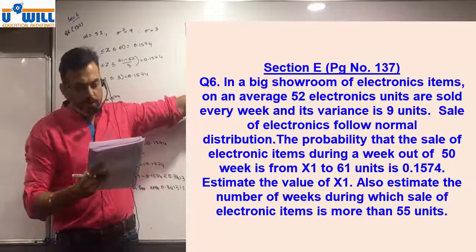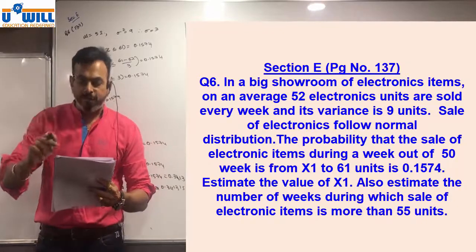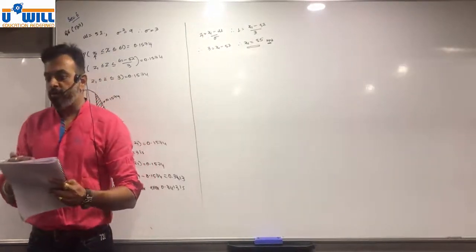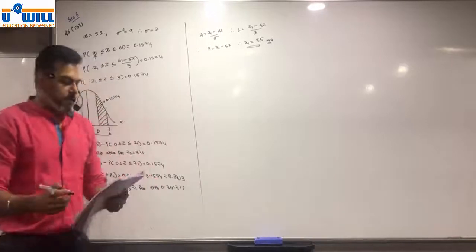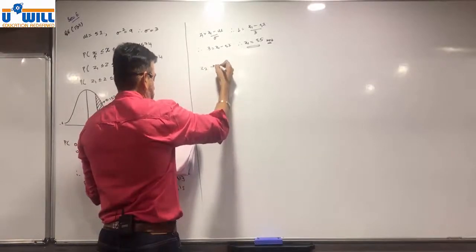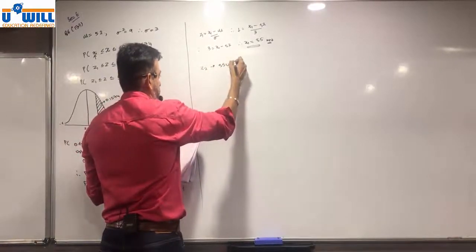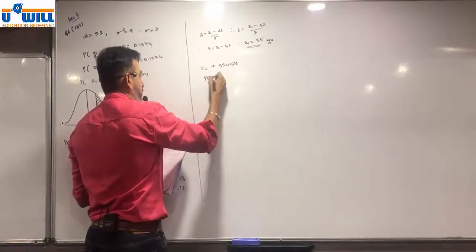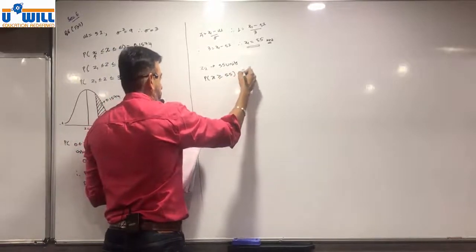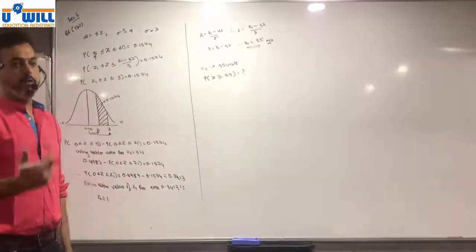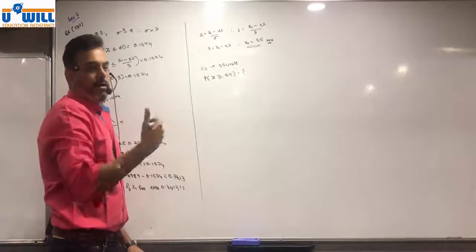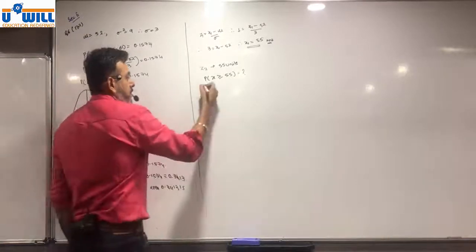Estimate the value of x1. We have already done this over here. Also estimate the number of weeks. Now we have to find the number of weeks during which the sale of electronic item is more than 55 units. So we write over here x2 denotes 55 units. Probability of x greater than equal to 55 units is what we have to find. First we find the probability, that what's the chance that we will be able to sell more than 55 units in a week. Now convert it into z.